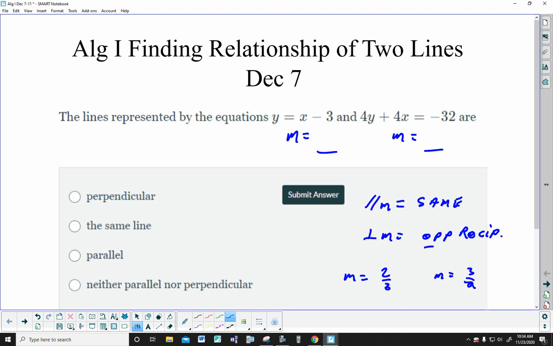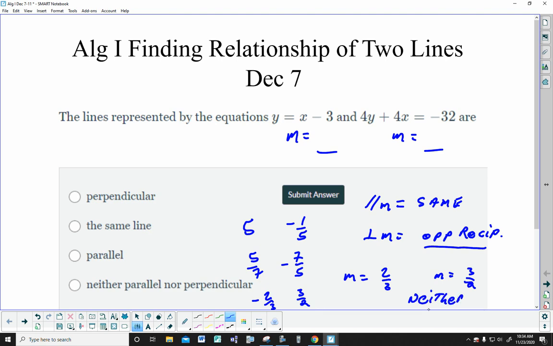Okay, an example of opposite reciprocals: let's say you had 5 for one slope and -1/5 for the other slope. Those are opposite reciprocals. Or 5/7 and -7/5. Or -2/3 and +3/2. These would all be opposite reciprocals. Something like 2/3 and 3/2 are just reciprocals, so this would be neither.